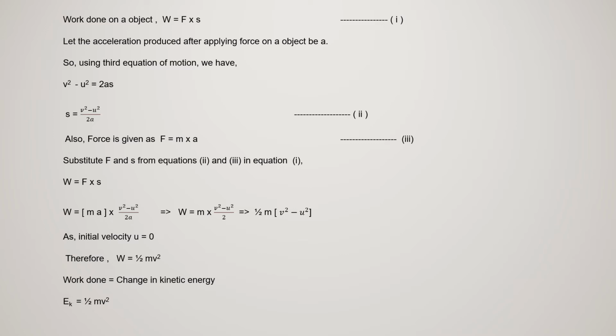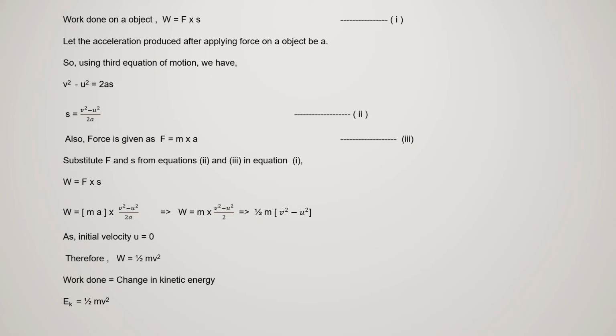So we have to calculate the velocity applied. Using the third equation of motion, that is v square minus u square is equal to 2as. So displacement s is equal to v square minus u square by 2a. What happens is the 2a goes to the other side and s comes to the LHS, so it becomes a division. So we get s as v square minus u square by 2a.